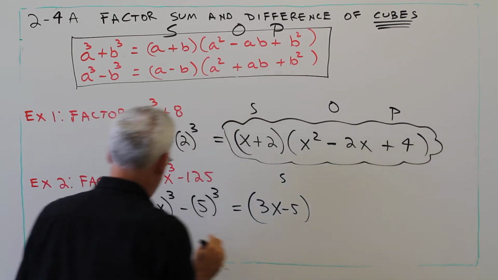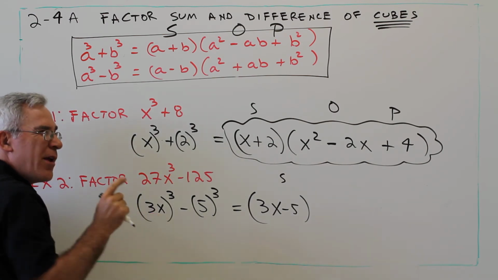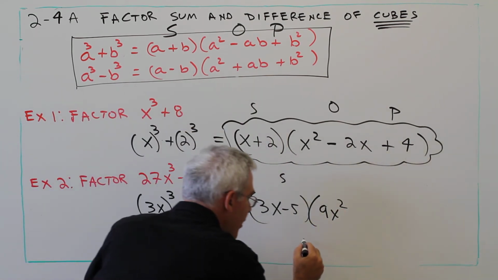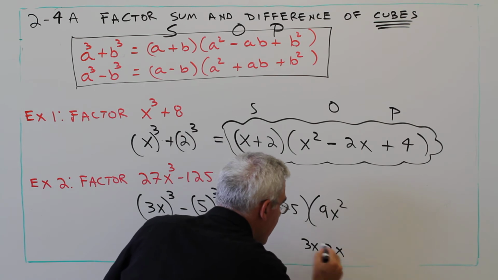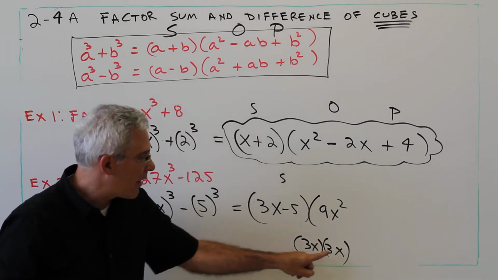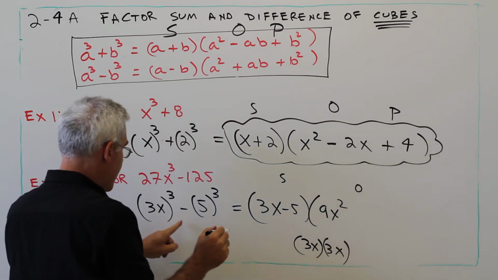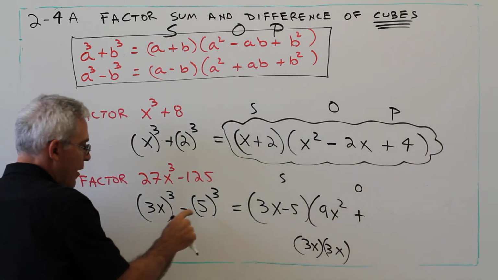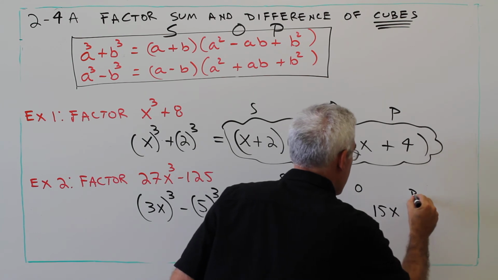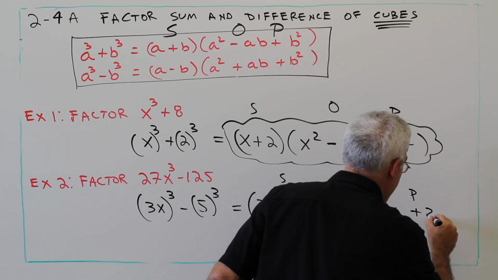That was the S. This squared, this is where a lot of students make mistakes. 3x, the quantity squared, is 9x squared. Just to show my work, 3x times 3x. 3 times 3 is 9. x times x is x squared. Opposite, so it's going to be plus sign. This thing times this thing, 15x. And then positive sign, this thing squared, 25.